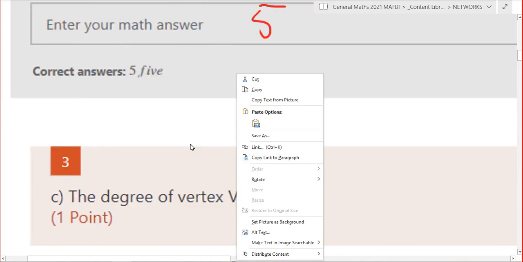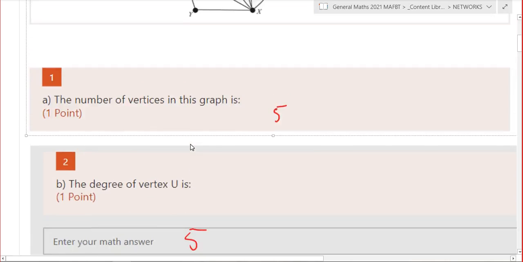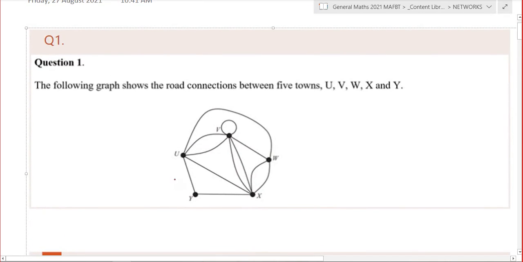All right, next one is the number of edges in this graph. So just count the number of lines here: 1, 2, 3, 4, 5, 6, 7, 8, 9, 10, 11, 12. The reason I do these little lines is to help me keep count of what I've done so far. So there's 12 in there.